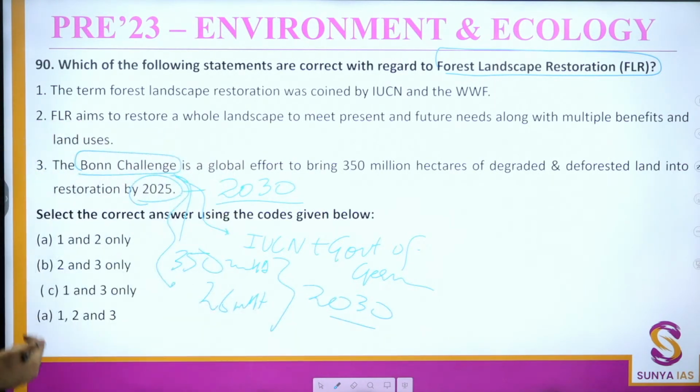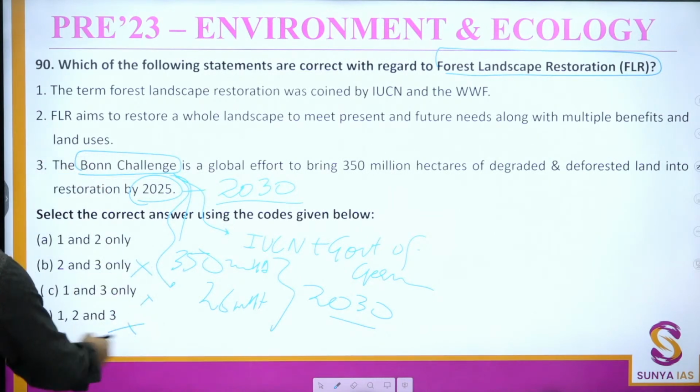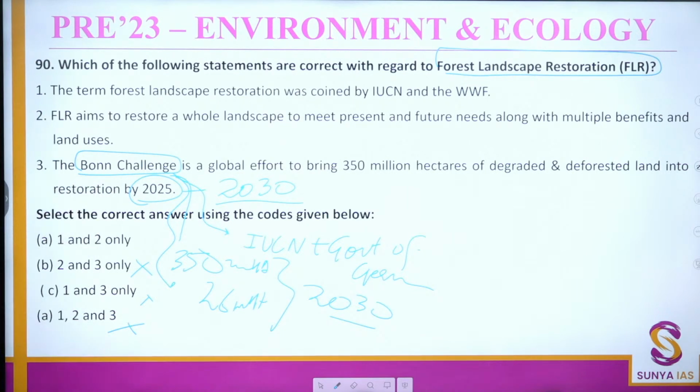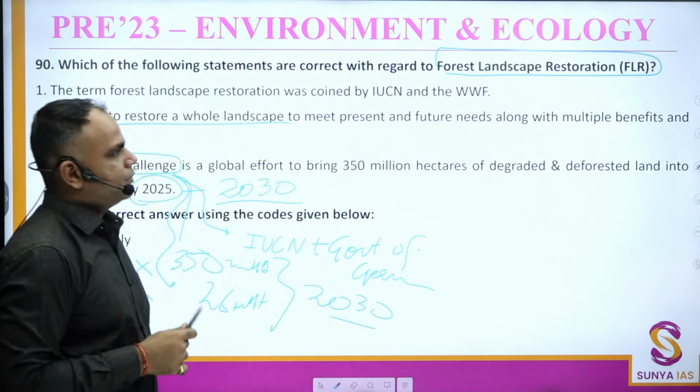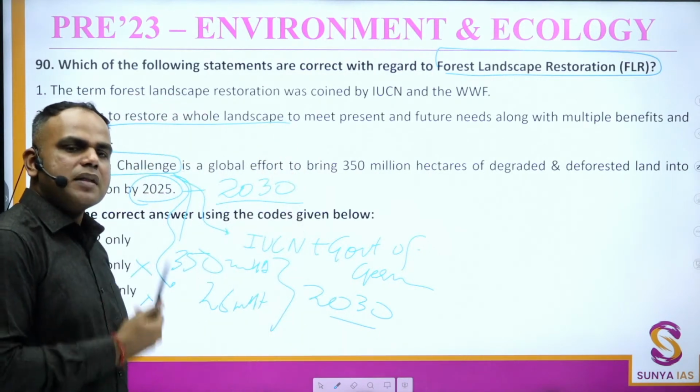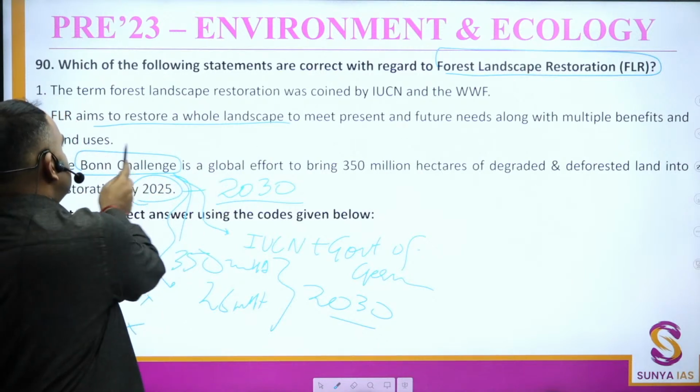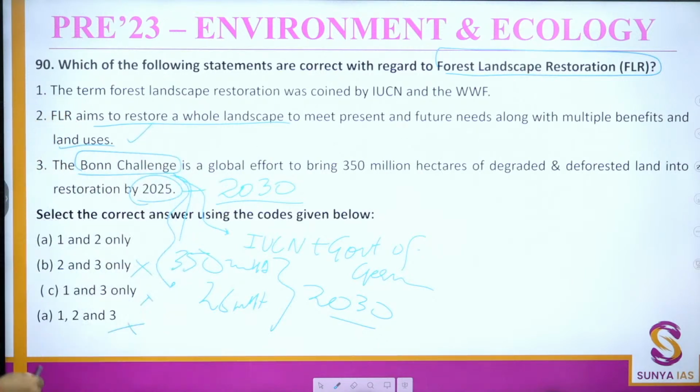If you knew this, you can directly eliminate statement number 3 and you get your answer, which means the term restoration was coined by IUCN and WWF. Second, it aims to restore the landscape to meet the present needs and the future needs, with multiple benefits and land uses. So even this part is correct. The answer is 1 and 2 only. Okay, question number 90.